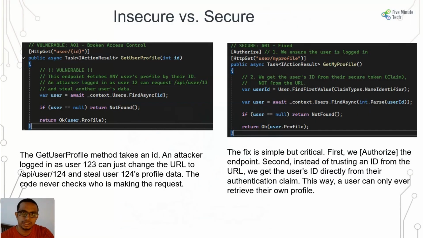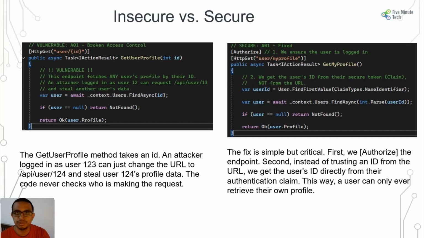Now this is the insecure versus secure comparison. On the left-hand side you are seeing vulnerable broken access control code, in which the get user profile method takes an ID, and an attacker logged in as user 123 can just change the URL to API/user/124 and steal user 124's profile data. The code never checks which user it is or who is making the request.